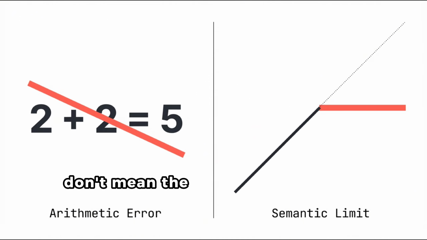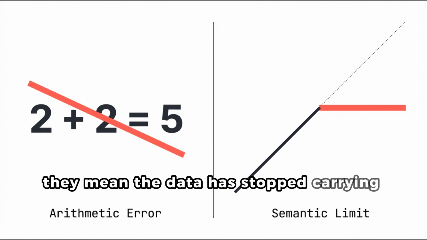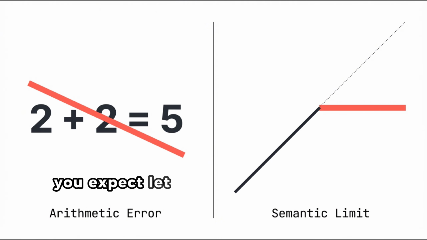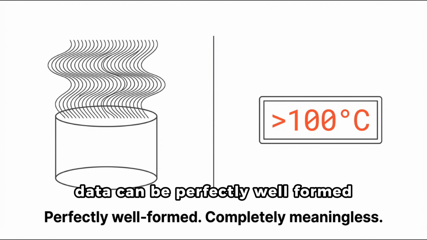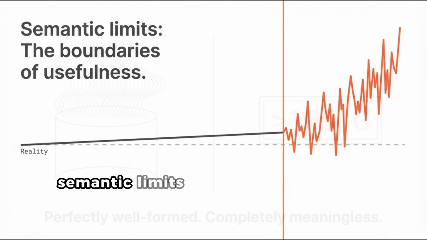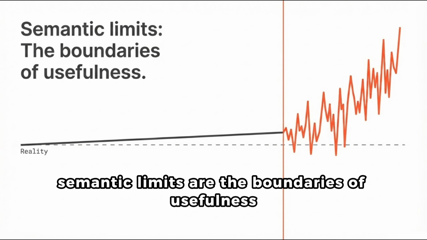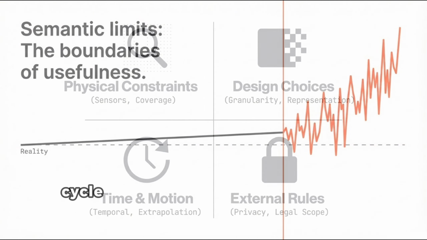Limits don't mean the data is wrong in the arithmetic sense. They mean the data has stopped carrying the meaning you expect. Let me say that again more plainly. Data can be perfectly well formed and still be meaningless for the question you want to answer. Semantic limits are the boundaries of usefulness. What kinds of limits are we talking about? There are several, and they show up in different parts of a data lifecycle.